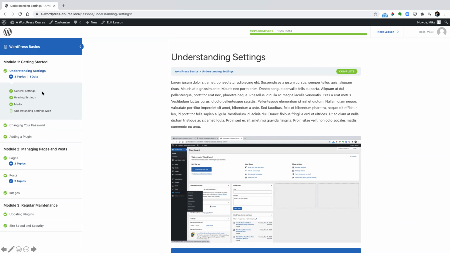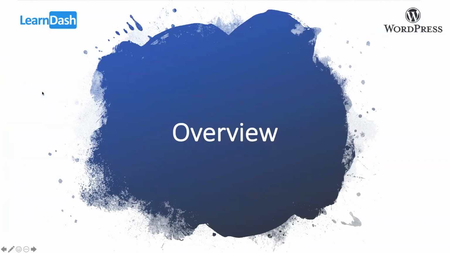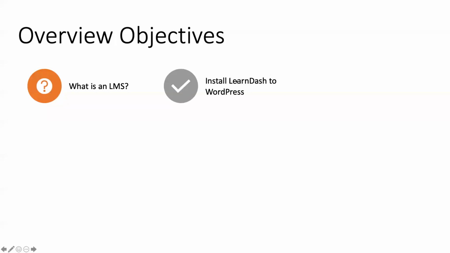So if you don't understand what you're seeing right here now, you will by the end of this as we walk through. Okay, so let's do an overview and talk about what we're going to cover today. We have 7 main objectives. First, we're going to talk about LMS and what it is, so those of you that aren't aware of it have a better understanding of what that is. Next, we'll install LearnDash onto WordPress.